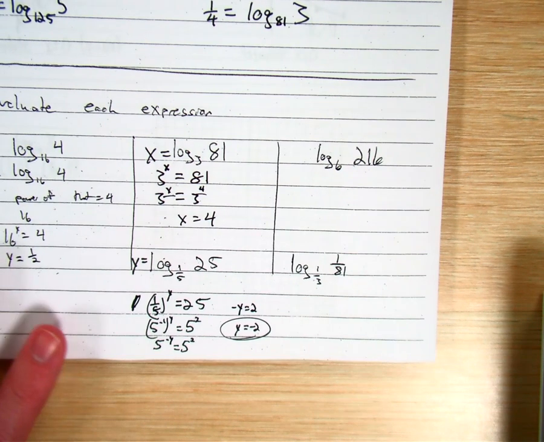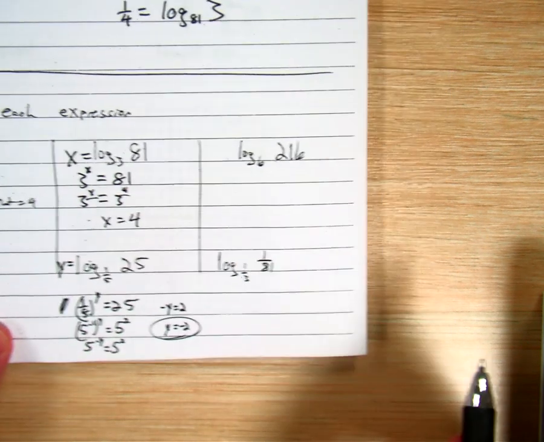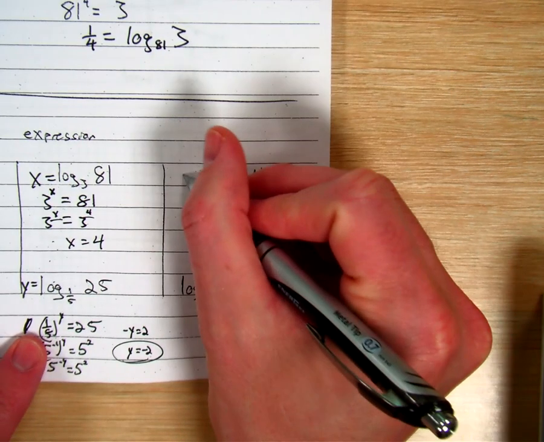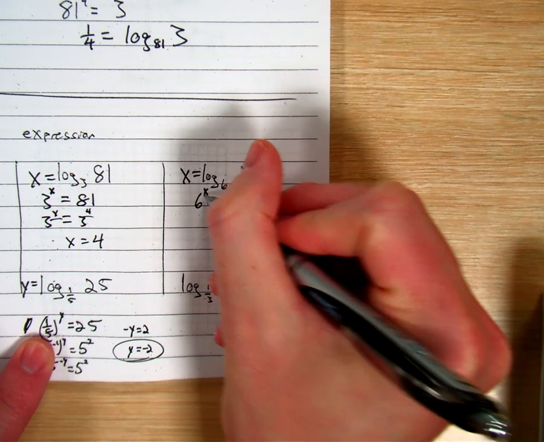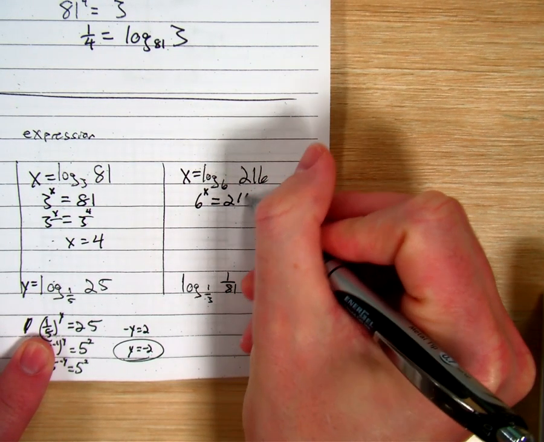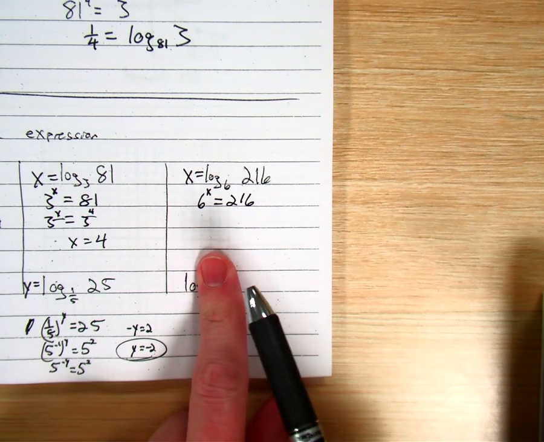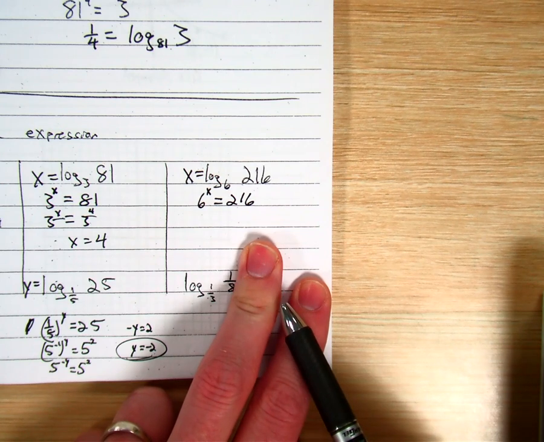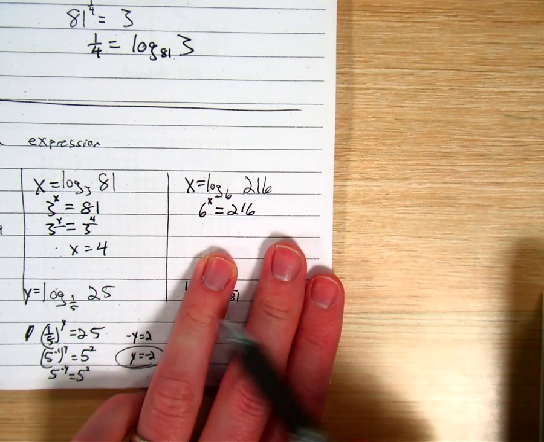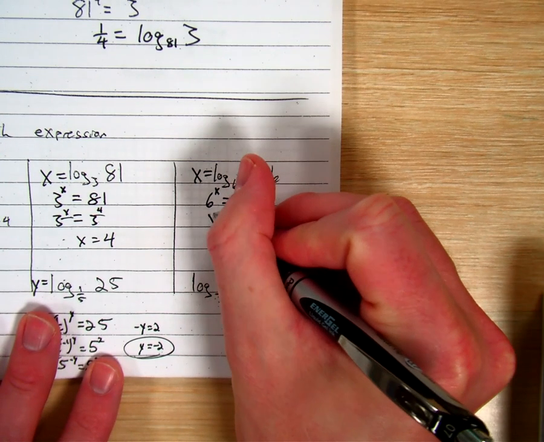Let's have you try the other two over there on your own. All right, so I'm just going to throw an x down here. X is the power of 6. 6 to the x equals 216. So you can just use your fingers or your calculator here. 6 to the first power is 6. 6 to the second power, 6 times 6 is 36. Times 6 again, to the third power, 216.